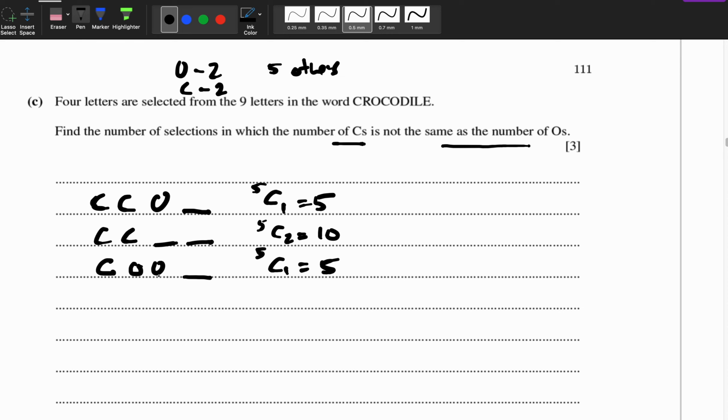1C2O. Then the next one we can have 1C1O with others. Okay, 1C1O with others. 3 others. 1C2O with others. Okay, so this is going to be 5C2. So this is going to be 1C1O. Oh, we cannot have 1C1O because 1C1O consider same number, so this one not allowed. Okay, cannot. So we check again.